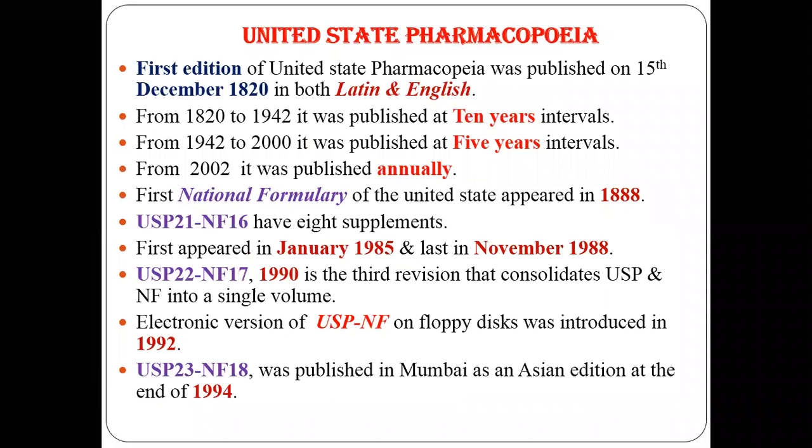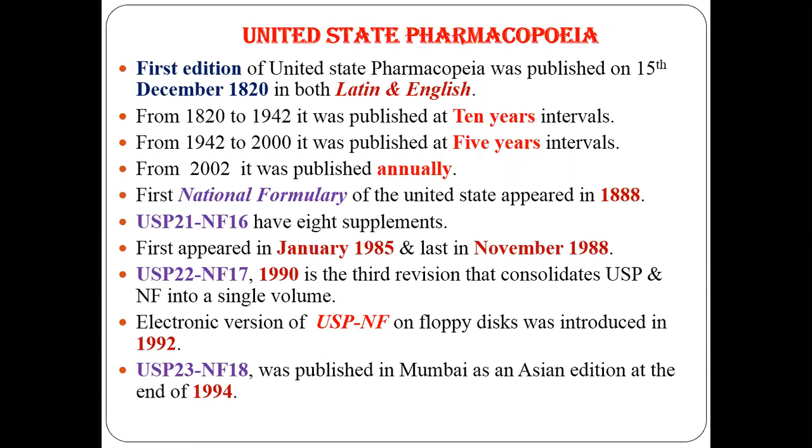Then after that, the United States Pharmacopoeia is there. The first edition of the United States Pharmacopoeia was published on 15th December 1820 in Latin language as well as in the English language. This is the significant difference between all the pharmacopoeias. Only the USP, the United States Pharmacopoeia, is published in two languages, Latin and English. And the first United States Pharmacopoeia came in 1820.